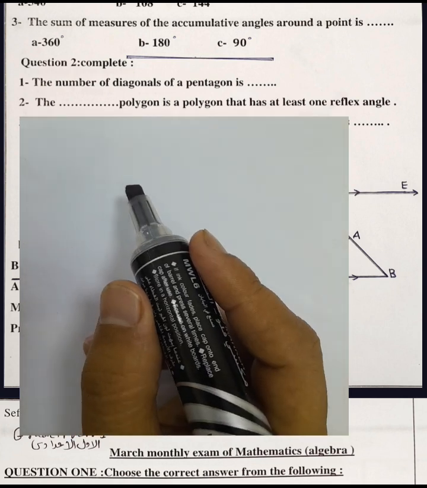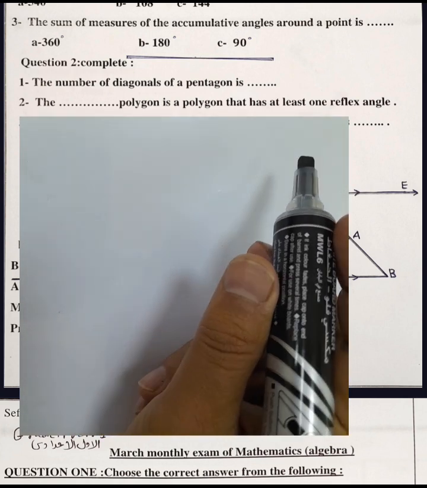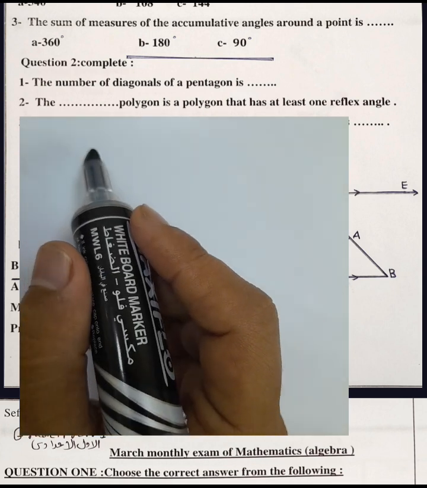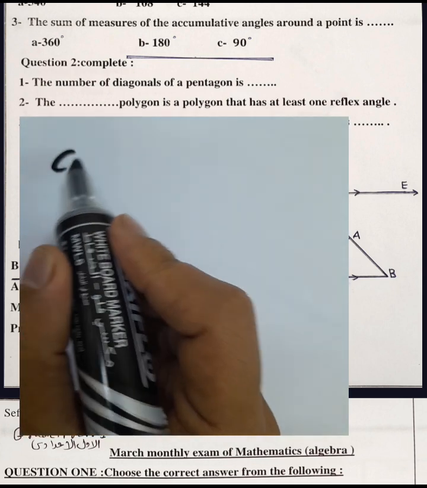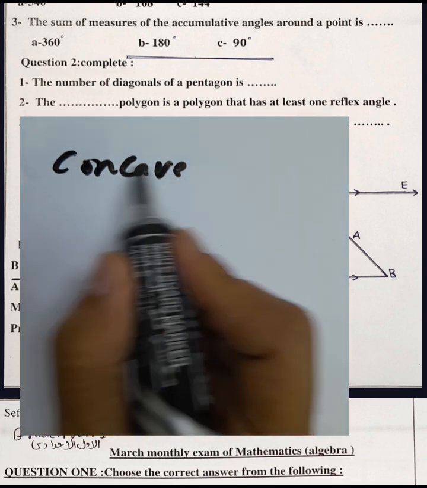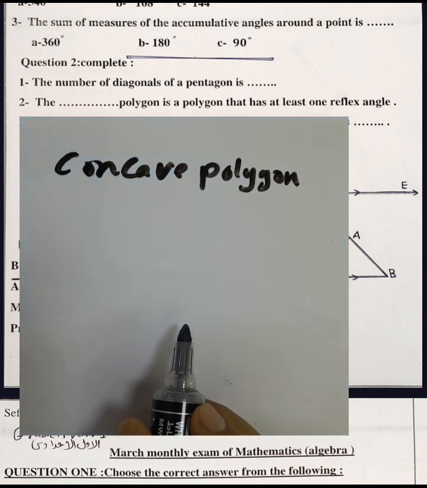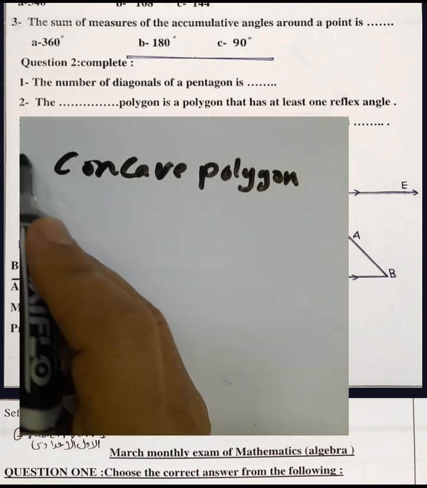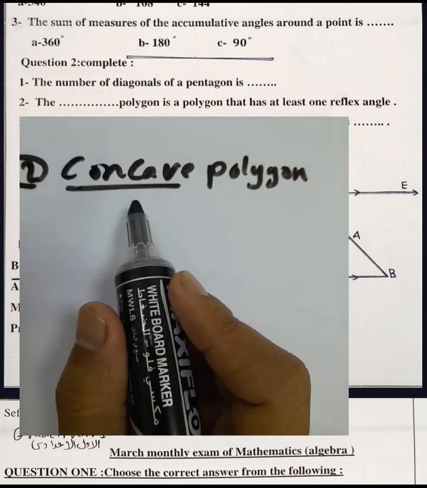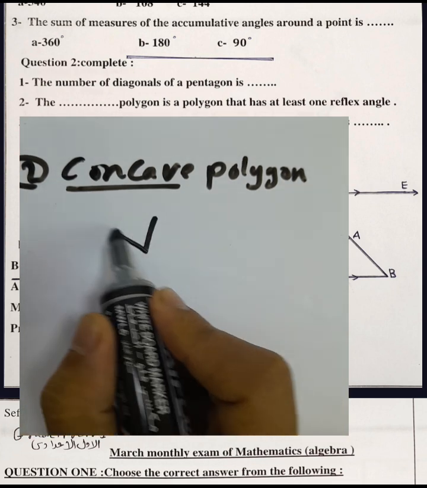Next question. The polygon that has at least one reflex angle is called a concave polygon. The concave polygon is a polygon that has at least one reflex angle. We call the other one convex. Towards the question, write this word: concave polygon, like this polygon.